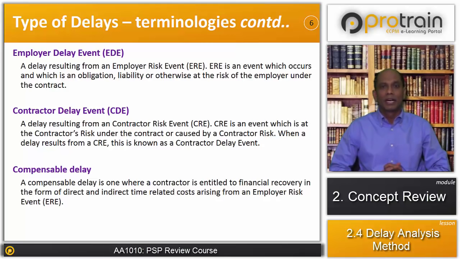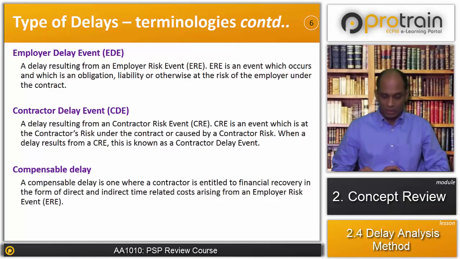the contractor will be granted extension of time, and if the contractor has not done any other delay parallel to the employer's delay, then he will be granted prolongation cost on account of indirect and direct time related cost. So such a delay will be a compensable delay. We'll talk more about concurrency in a moment, but compensable delay is when the contractor is compensated for the delay that occurred in the project.